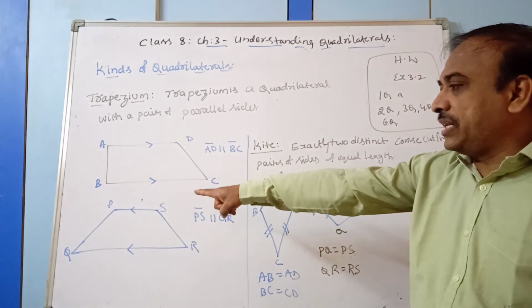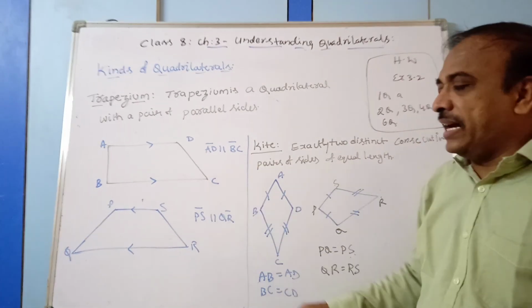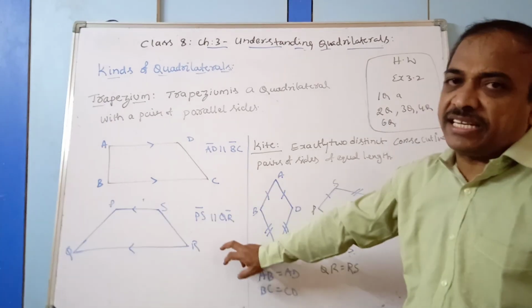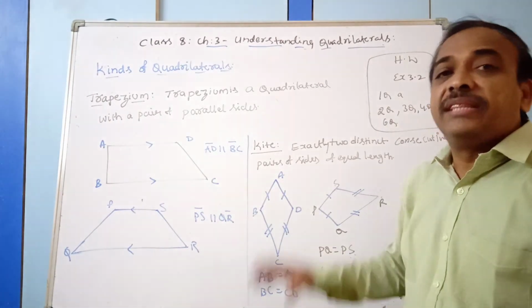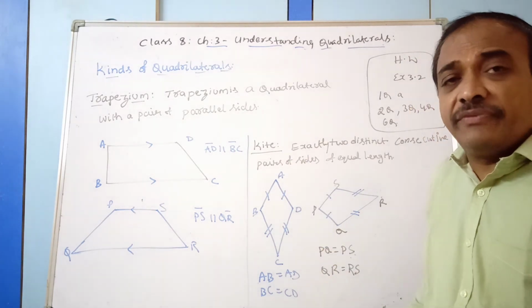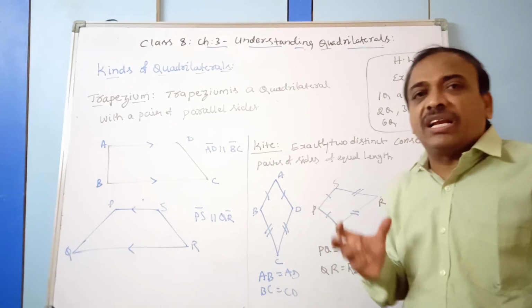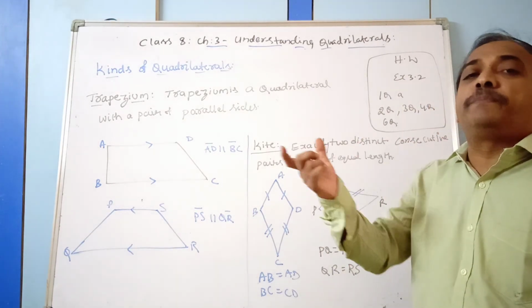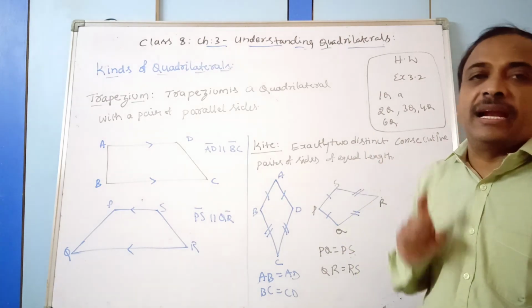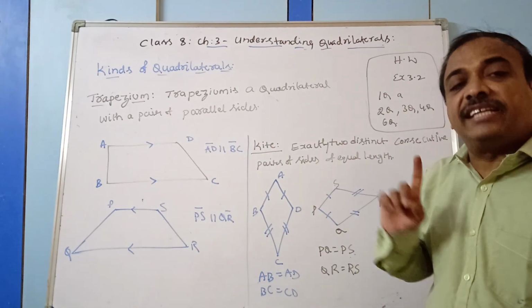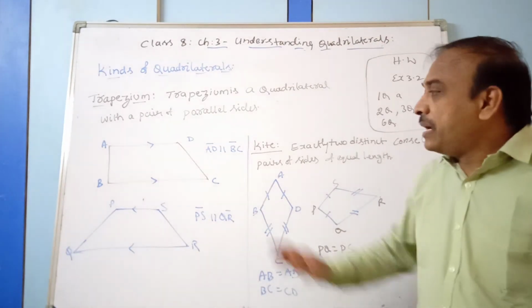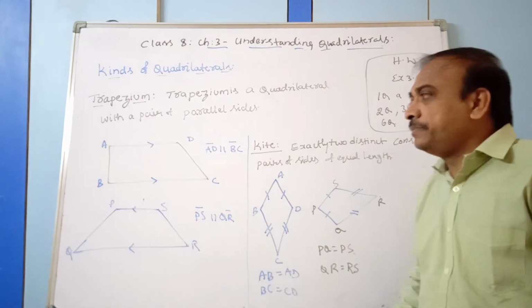Next, another figure: PQRS. PS is parallel to QR. The arrow mark represents that those two sides are parallel. So how do you define a trapezium? It is a quadrilateral with one pair of opposite sides parallel. This is about the trapezium.